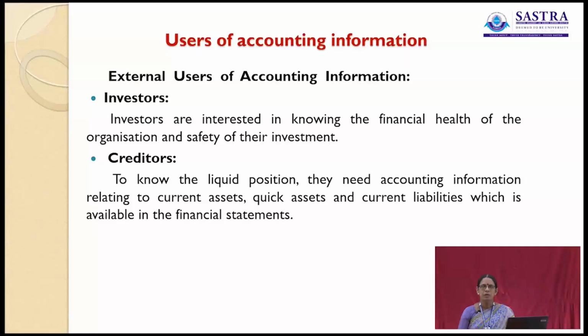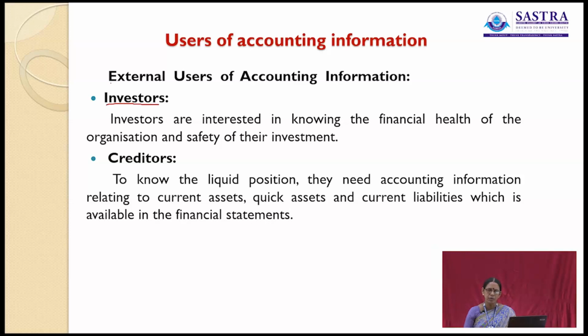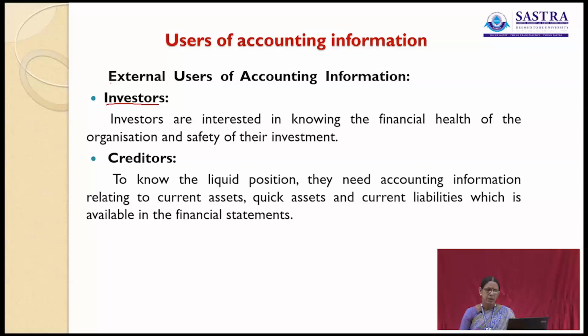Uses of accounting information. We shall see how this accounting information is useful to the external people. The first one is the investors. Investors are interested in the financial health of the organization because they want to know about the safety of their investment. Next is creditors. To know the liquid position, they need accounting information relating to the current assets, quick assets, and current liabilities, which is available in the financial statements. Normally, they are interested in the working capital position of the organization.